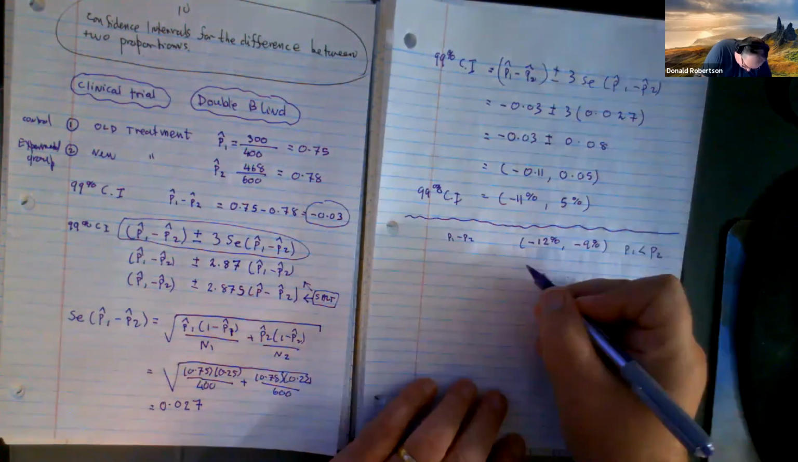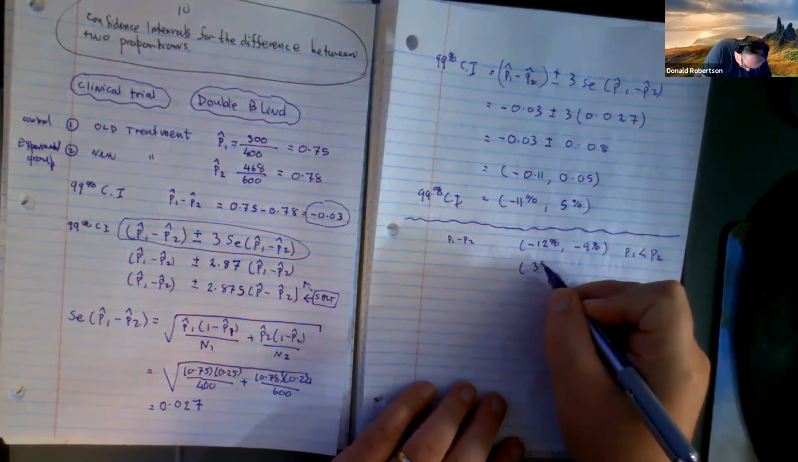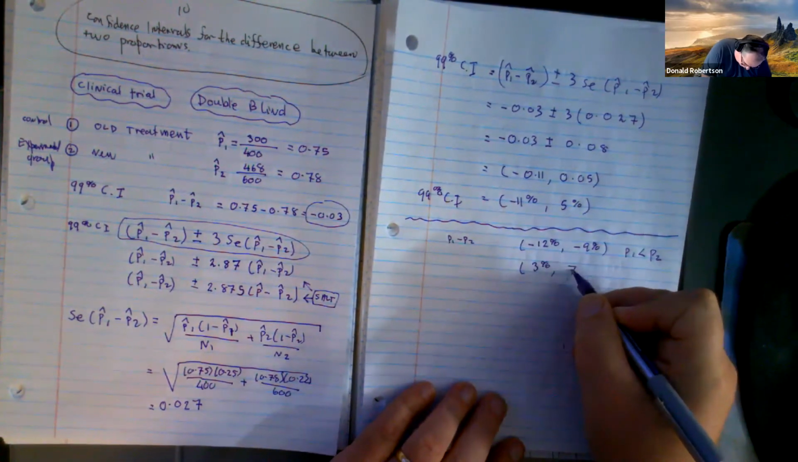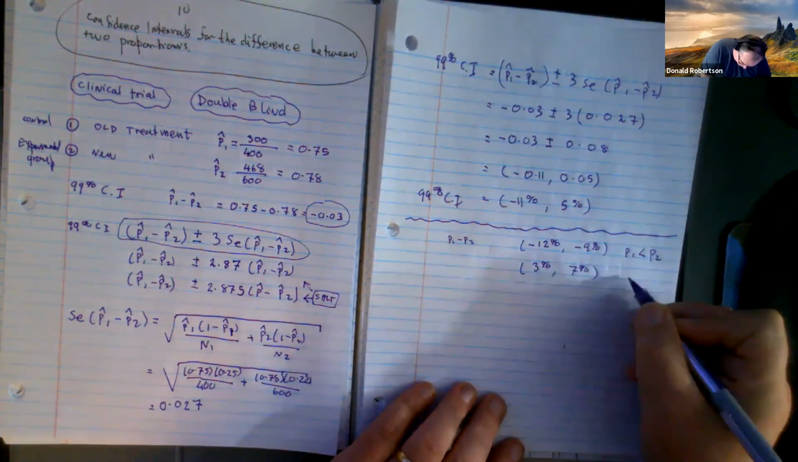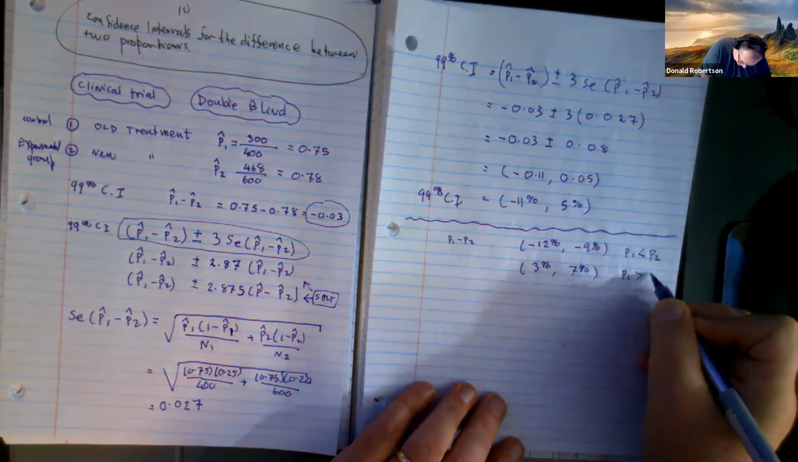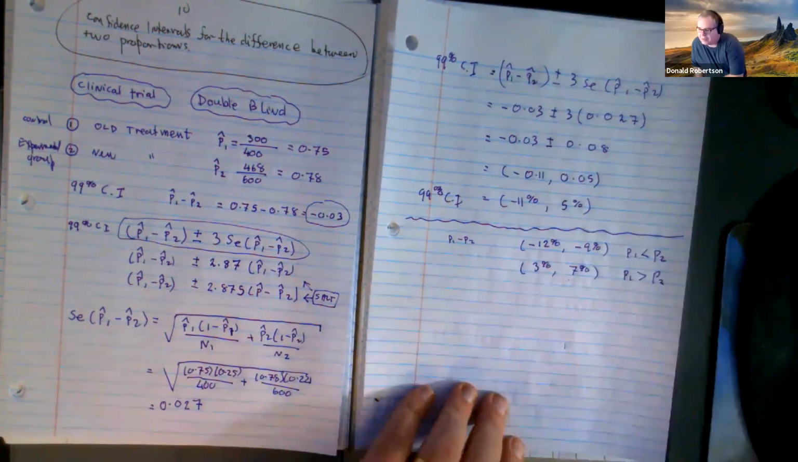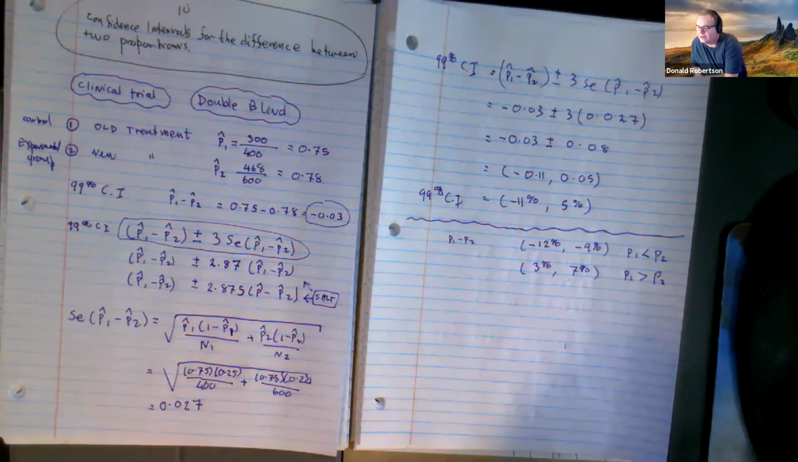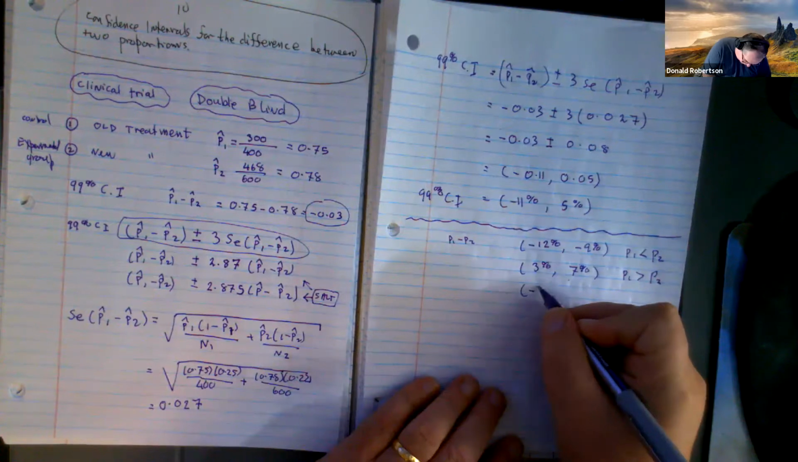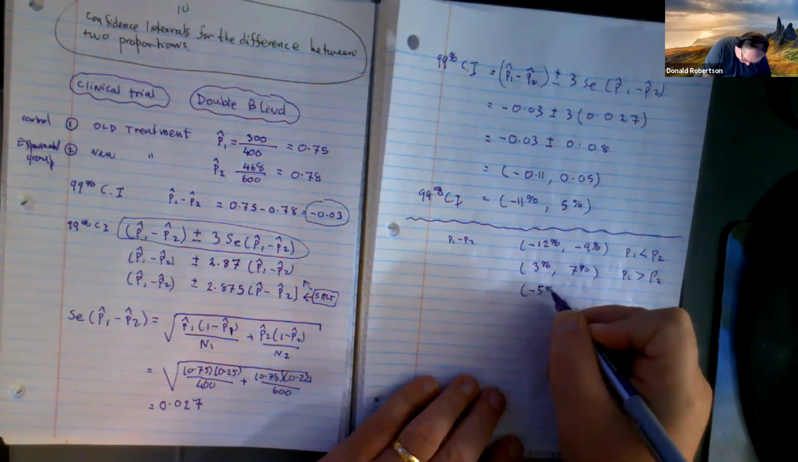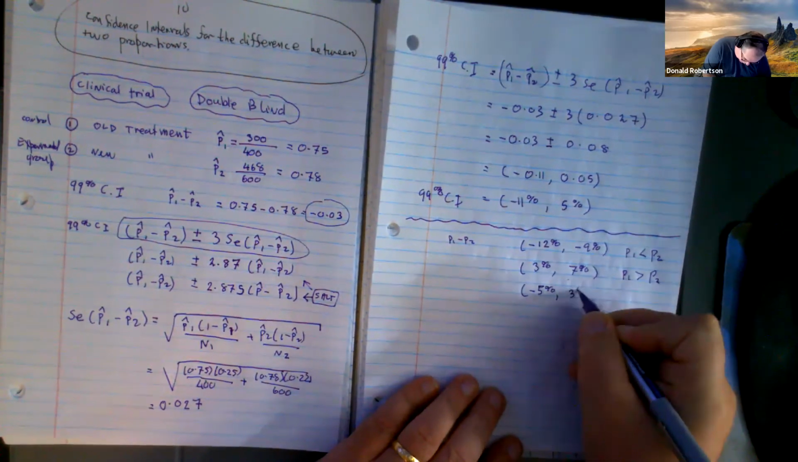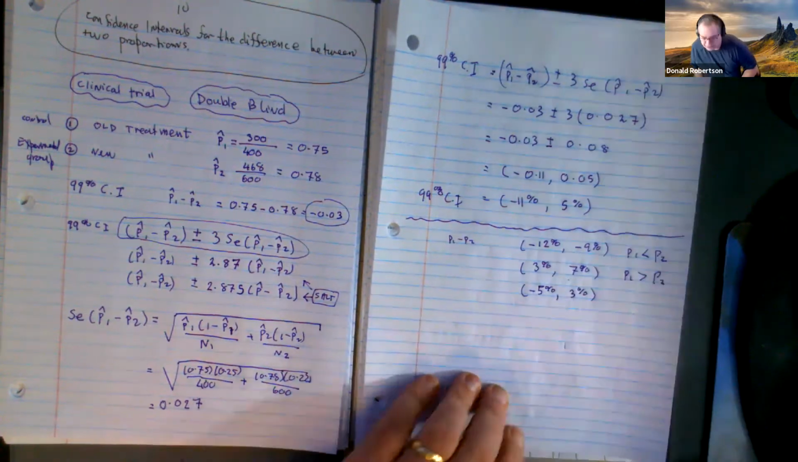You could, however, get a positive 3% to a positive 7%. In that case, wouldn't that mean the first thing is bigger than the second? So wouldn't that be evidence that the first thing is bigger than the second thing? And then, unfortunately, you get this more than you'd like. Don't you get some intervals that contain 0?